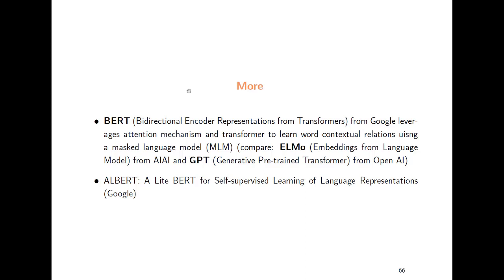And ALBERT is a light BERT for self-supervised learning of language representations, also from Google. So some people work with ALBERT if they cannot afford to work with these huge models like BERT or other similar models.